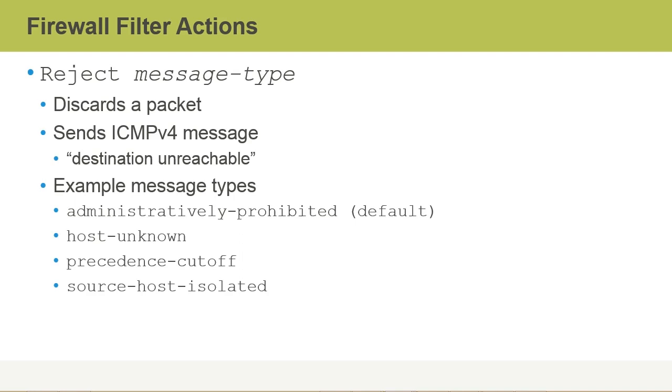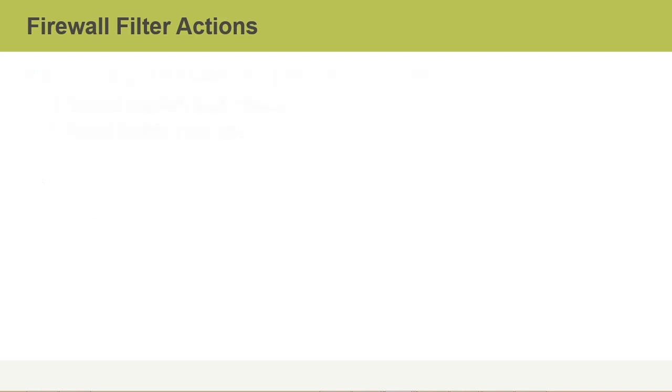Or you could just go with other types of messages like host unknown, source host isolated, or you could even send back a TCP reset for TCP packets, which actually resets the connection if you wanted to. So there's a wealth of different types of messages that could be delivered back. So with reject, it discards the packet, but then it also sends back a message to the sending system. Now, if you don't specify a message type, then the default is an ICMP destination unreachable message.